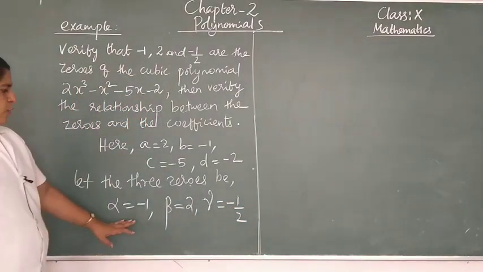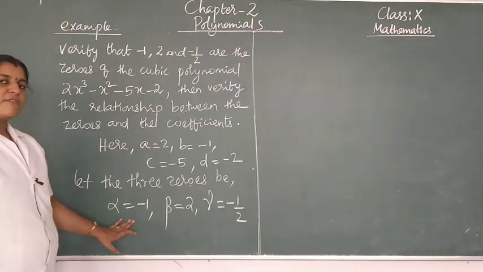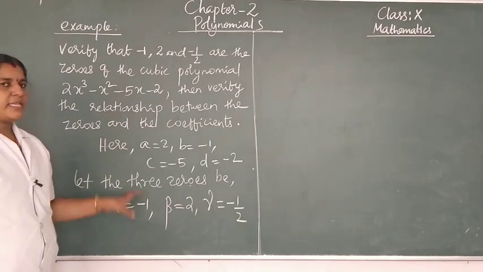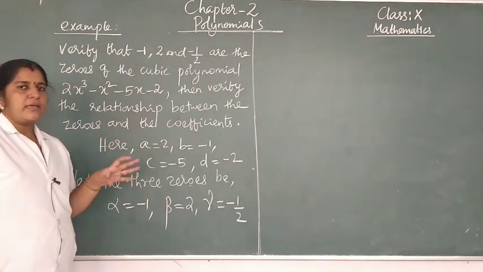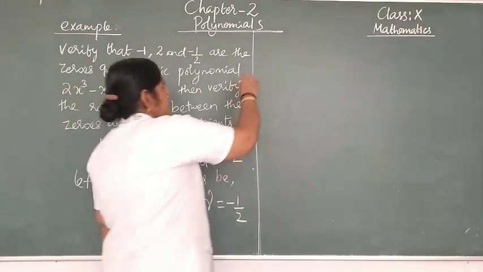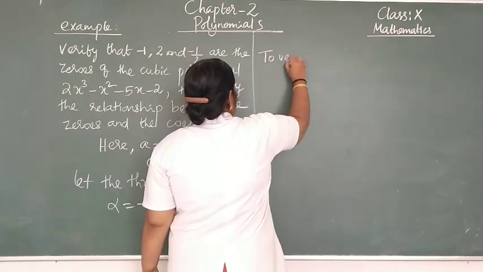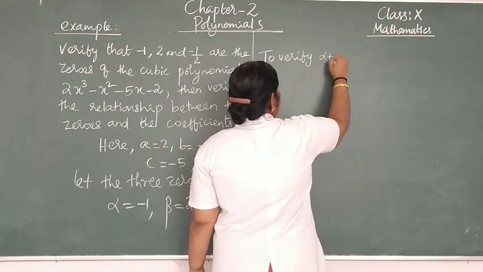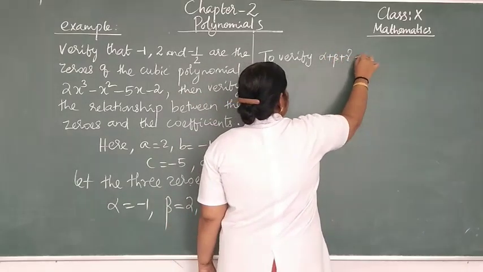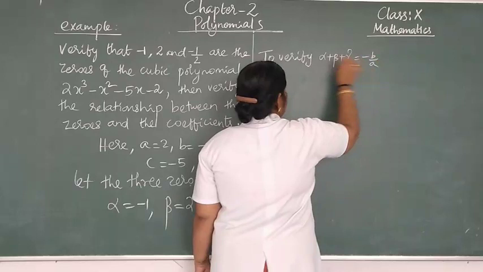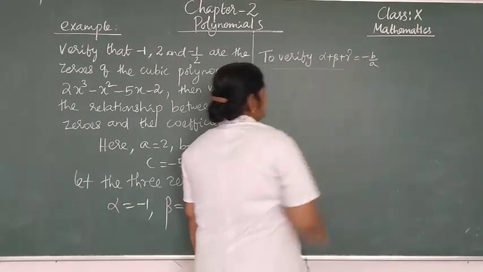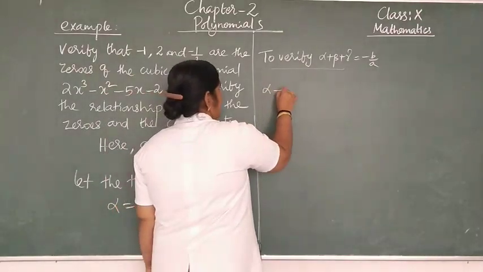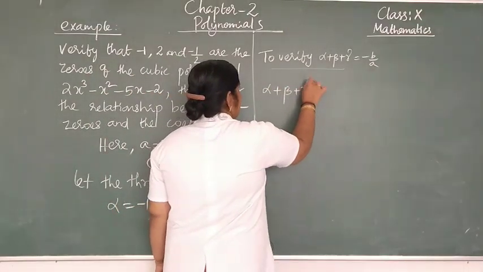So we are going to find the first relation. What is the first relation? Sum of the zeros. So let us find out whether the first relation is coming correct or not. So to verify the first relation, what is that? Alpha plus beta plus gamma is equal to -b/a. This you need to verify. Okay. So first we can find out what is the sum of the zeros. Alpha plus beta plus gamma.